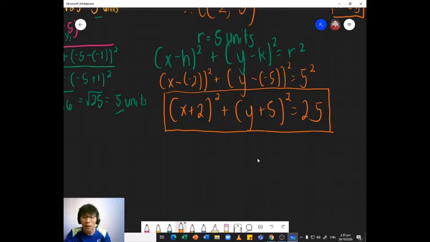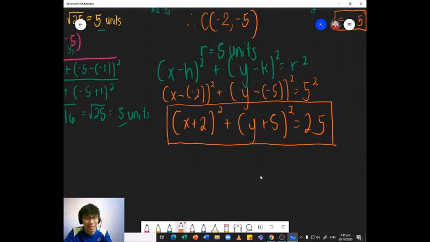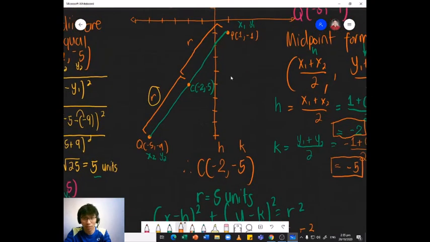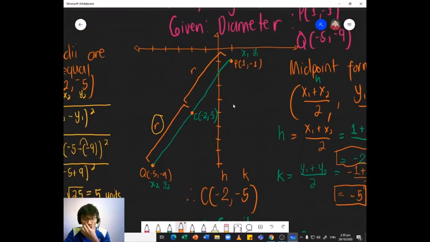So are we done? No, because we need to sketch our circle. How big is the circle, ladies and gentlemen? Let's graph this one out. How do we graph it? Let me erase the thing here. Okay, there you go. Let's graph this one out.